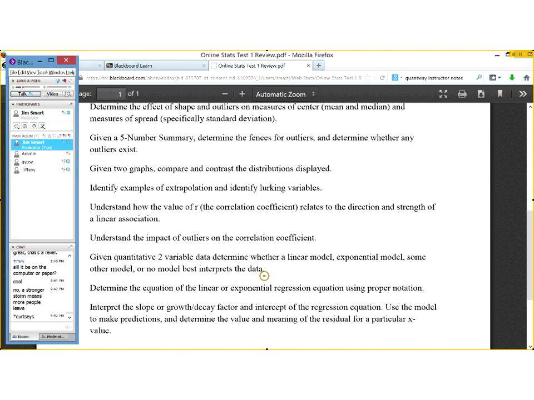in newspaper stories, where they will do a headline that makes it seem like there's causation, even though they didn't actually do an experiment. So there could be something else. It's really an association between two variables, or a correlation between two variables, but not necessarily a cause and effect.